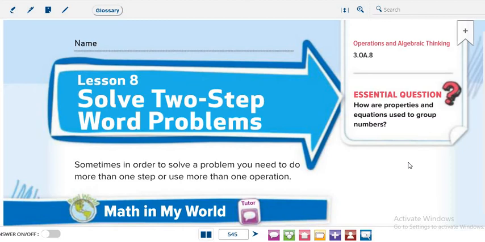Our lesson today is solve two-step word problems. So interesting. Sometimes in order to solve a problem, we need to do more than one step or use more than one operation. Let's start with the first example.